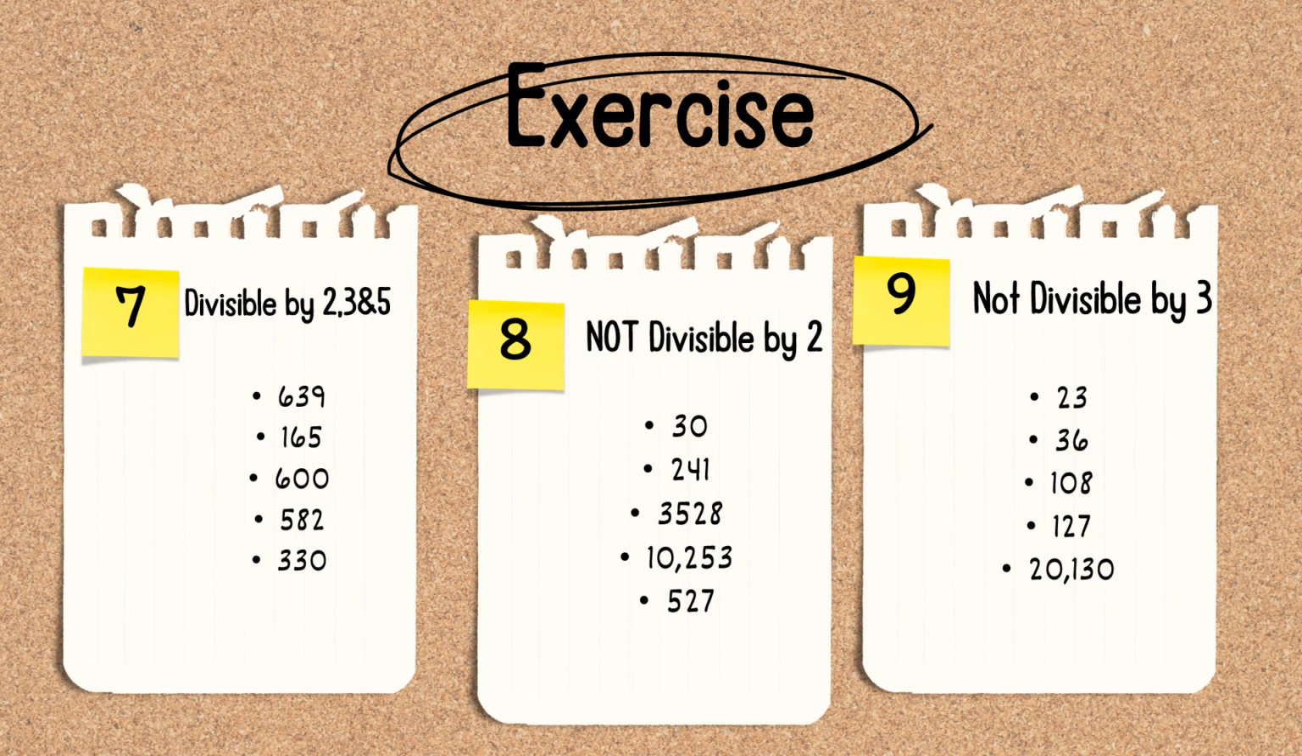20,130. Let's get the sum of the digits. 2 plus 0 equals 2. 2 plus 1 equals 3. 3 plus 3 equals 6. 6 plus 0 equals 6. So it is 6. 6 is divisible by 3. So we will not choose it, go out. It doesn't achieve the requirement. Okay.